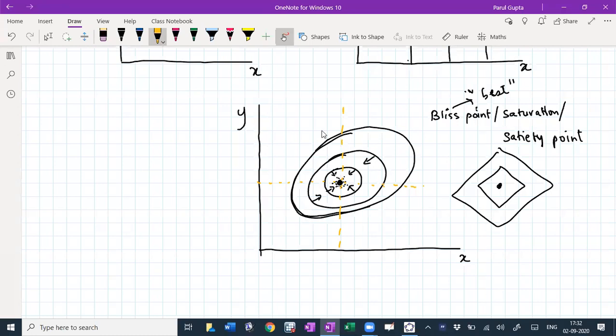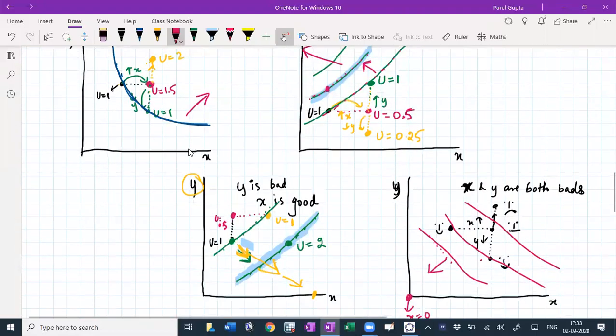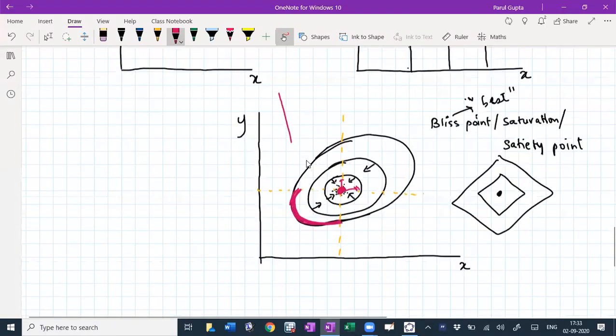So in that sense, this is my best bundle. If I have more of X in the bundle, then I'm worse off. If I have more of Y in the bundle, then I'm also worse off. And of course, if I have less of either, then definitely I'm going to be worse off. Just note that in this segment of the indifference curve, this looks like our first case when both were goods. And the direction is also pointing like this.